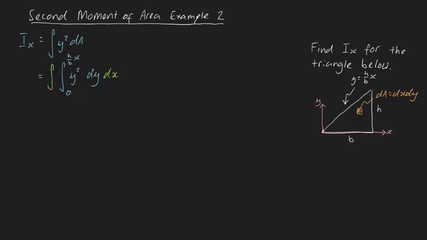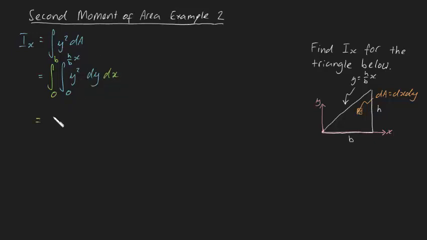Okay, now that we've got this small slice sorted, what does this slice sweep out? Well, it goes from x equals 0 to x equals b. Notice that this would be a different looking equation if we had the dx on the inside and dy on the outside. So let's do this. First we do the inner integral, then we do the outer integral. So let's write this in.